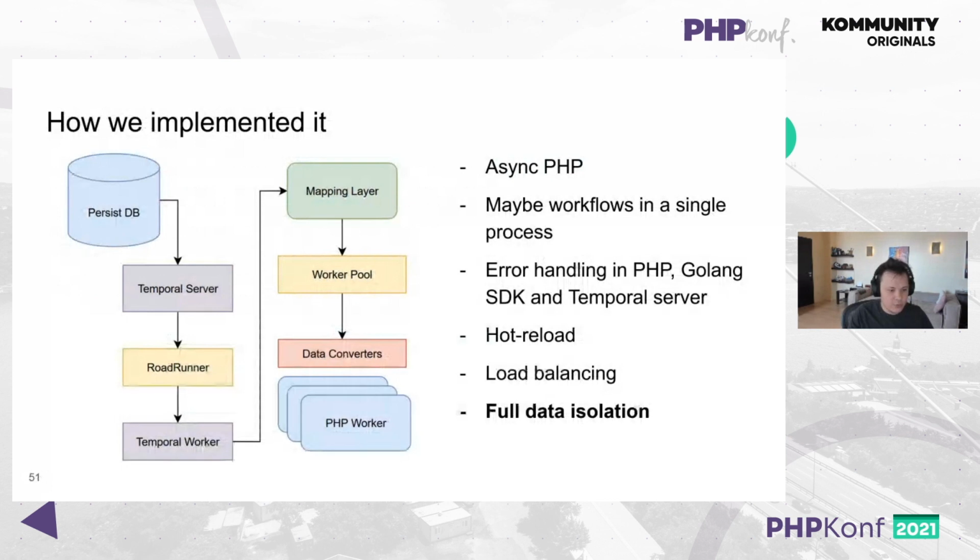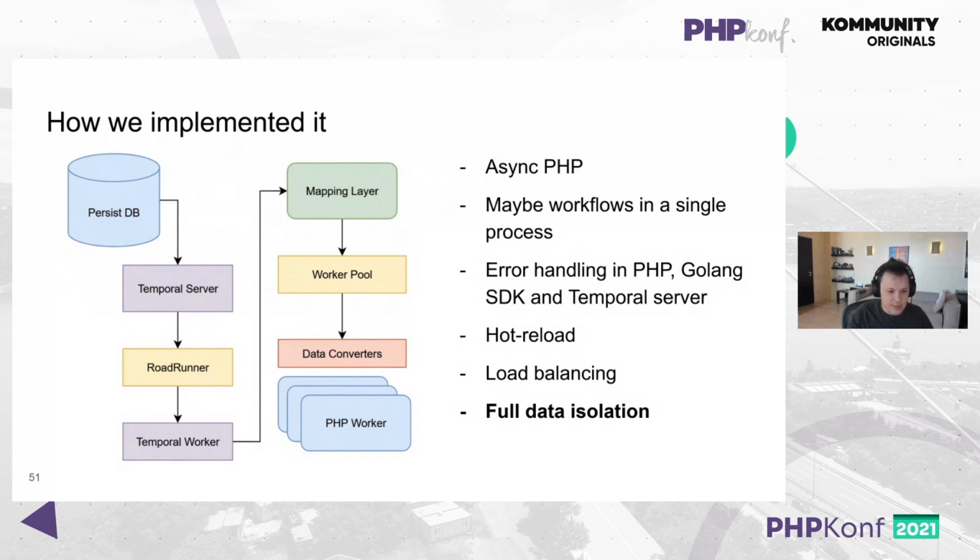So how does it look? Well, the simple picture looks like this. You have the Temporal server, which coordinates with RoadRunner, which runs the Temporal worker inside, and through a mapping layer, it communicates with a number of workers for the activities or for workflow definitions. It's all async PHP for the workflows. For the activities, you can use classic code. We pack a number of workflows inside a single process, so it's pretty conservative on memory usage.